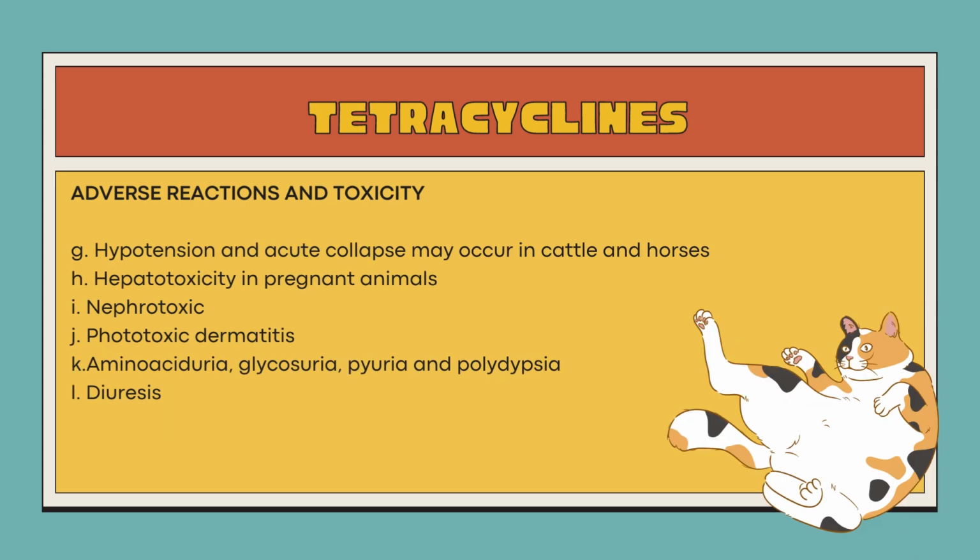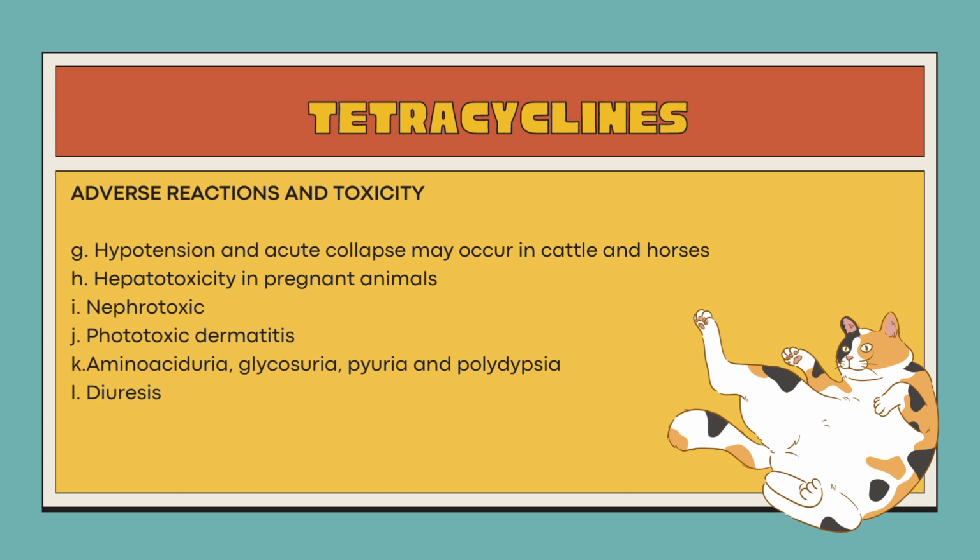G is we have if administered by rapid intravenous injection, hypotension and acute collapse may occur in cattle and horses due to chelation of blood calcium, and this can be avoided by slow infusion of the drug or pre-treatment with intravenous calcium gluconate. H is we have tetracyclines in high doses produce hepatotoxicity, particularly in pregnant animals or those having renal abnormalities. I is we have all tetracyclines in high doses are potentially nephrotoxic due to the decrease in host protein synthesis and anti-anabolic effect.